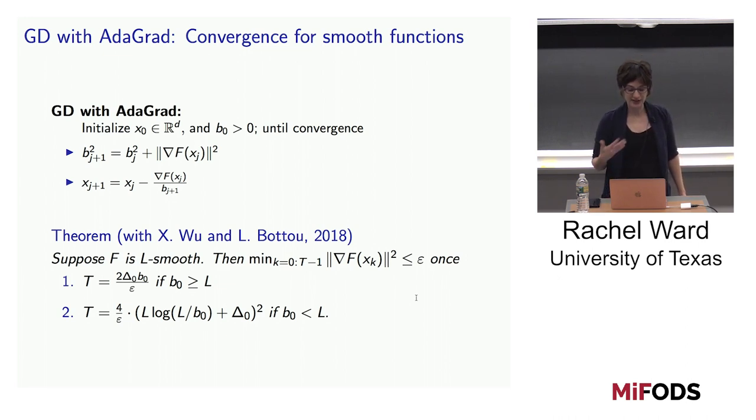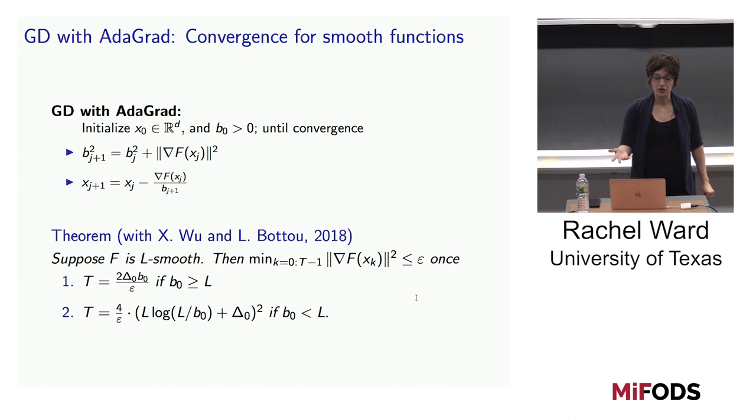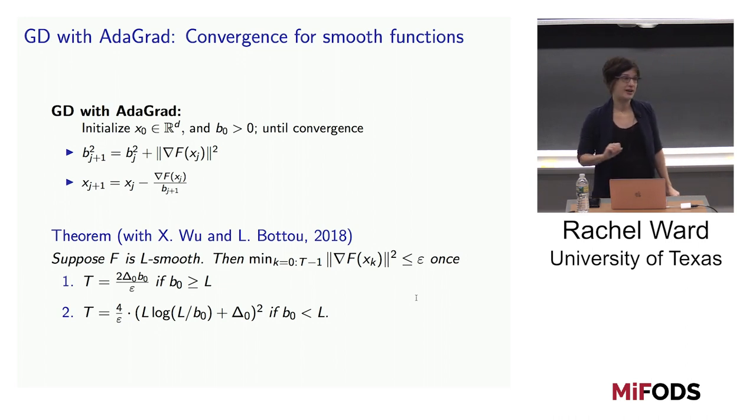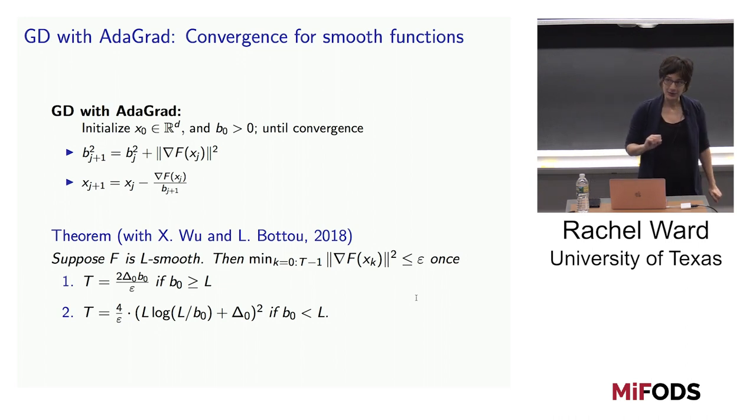After a number of steps t equal to B0 over epsilon, if B0 is initialized greater than or equal to L. On the other hand, it will take a number of iterations t on the order of L log L squared over epsilon if B0 is initialized to be less than L.